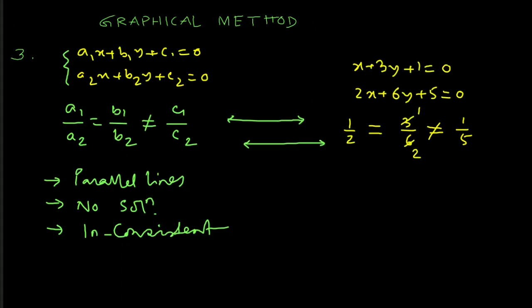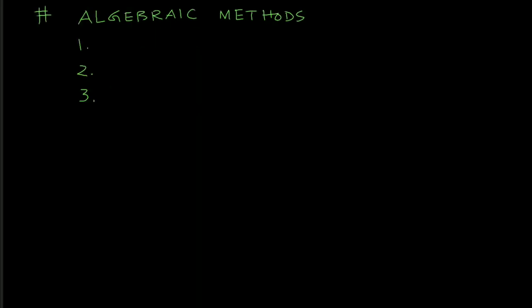So now, the algebraic method. We want to show the algebraic method to find the solution. The graphical method is very clear to you, and now we want to show the algebraic methods of finding the solutions of a pair of linear equations. Okay, there are three types of algebraic methods.